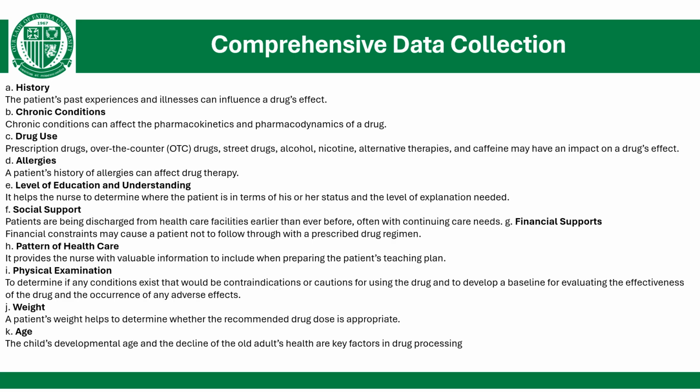For financial supports, financial constraints may cause a patient not to follow through with a prescribed drug regimen. For example, the drug may be too expensive or the patient may lack the means to get to a pharmacy to obtain the drug. In some situations, a less expensive drug might be appropriate in place of a very expensive drug.